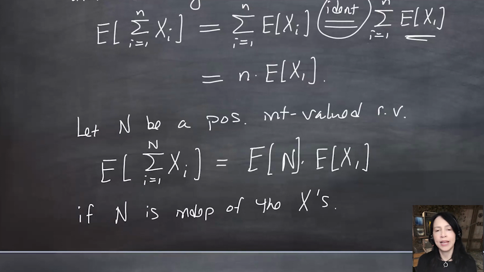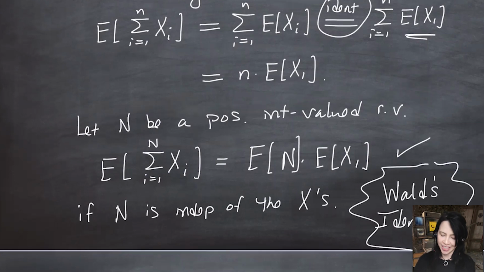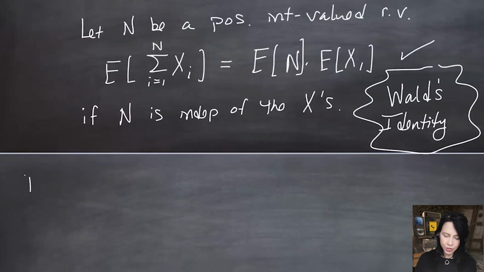Again, there might be other cases where you can write it this way. We are guaranteed that this is going to work if N is independent of the X's, and that's what we're going to show right now. And this is something known as Wald's identity or Wald's equation. So let's prove it.